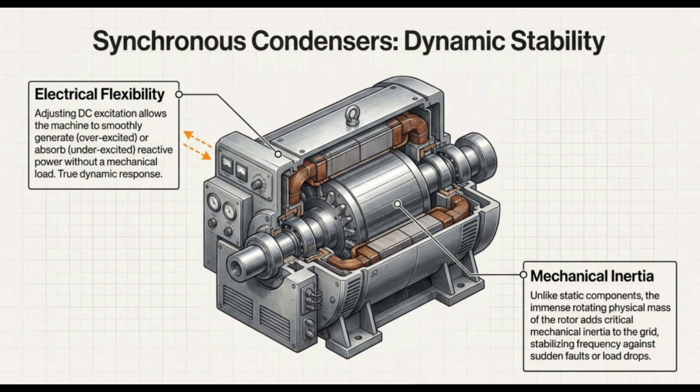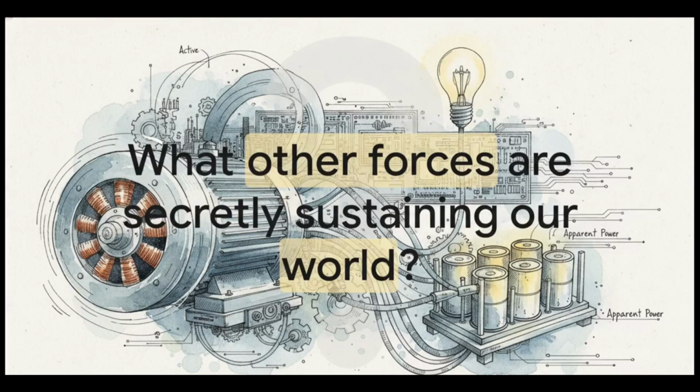Plus, because these are gigantic pieces of rotating metal, they add immense physical mass and mechanical inertia to the entire electrical system. They act like massive physical shock absorbers, naturally stabilizing the grid's frequency against sudden load changes or system faults. It's truly incredible to think that every single time you turn on a light bulb, an elaborate dance of active, reactive, and apparent power is happening in the background, carefully managed by massive free-spinning motors and local capacitor banks.